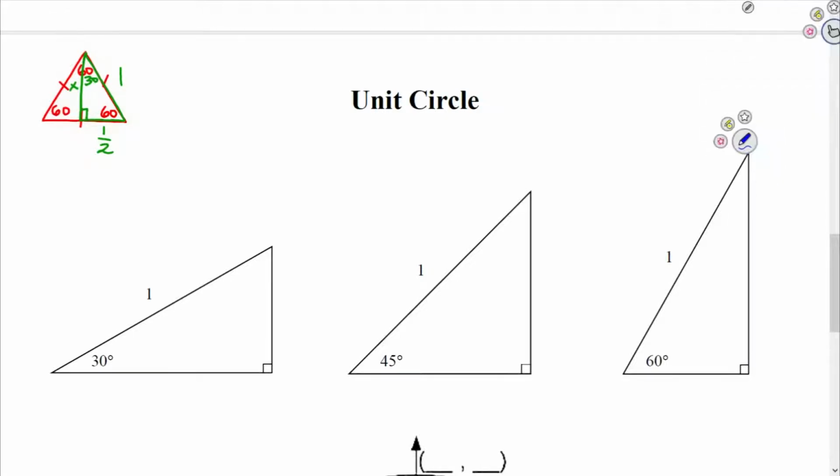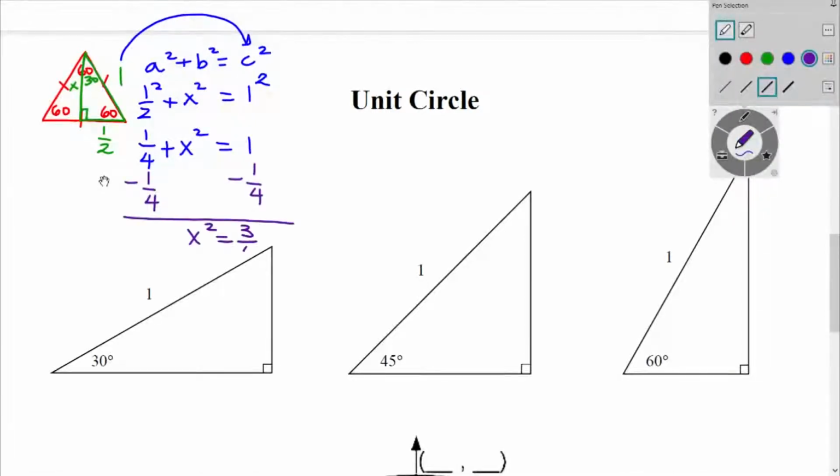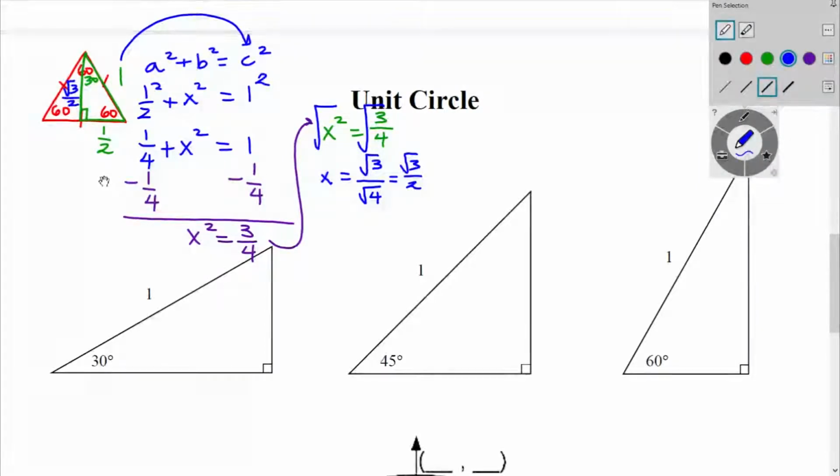Now we don't know what this longer leg is in this 30, 60, 90 special right triangle, but we do have the Pythagorean theorem, and we know that a squared plus b squared equals c squared. And c is always the hypotenuse, so 1 is the hypotenuse. I'll just plug in 1/2 squared plus x squared equals 1 squared into a, b, and c. Then I solve the Pythagorean theorem, and I find that this longer leg right here is equal to the square root of 3 over 2.